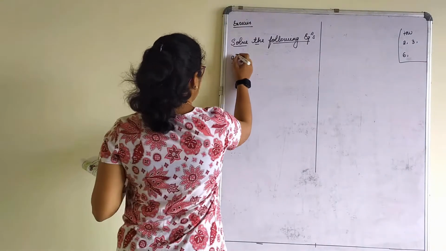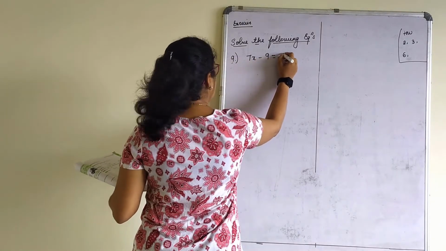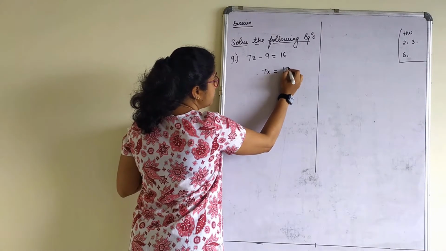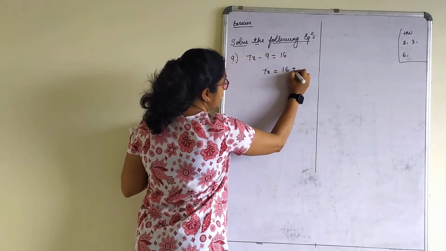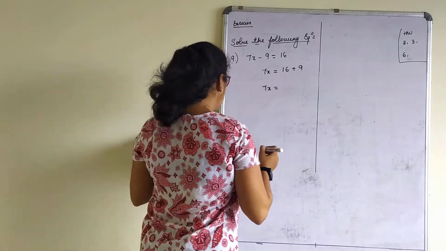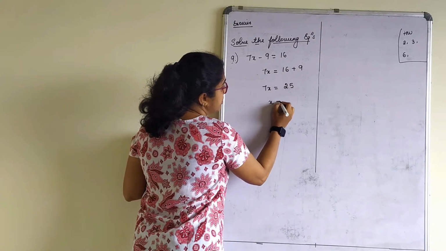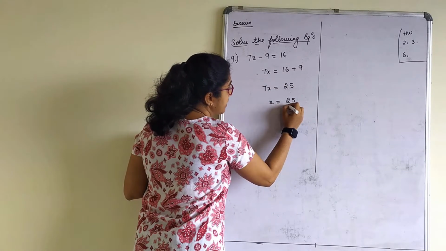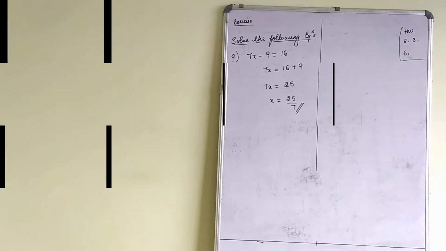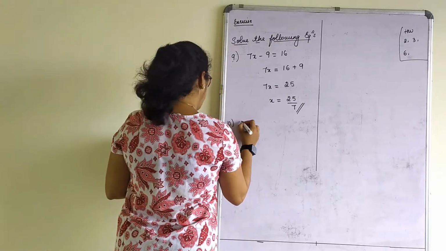We'll start with the ninth one. 7x minus 9 is equal to 16. 7x is equal to 16 minus 9, transposed will become plus 9. 7x is equal to 16 plus 9, 25. Now x is equal to 25 by 7. Okay. So we'll start with the 10th one.